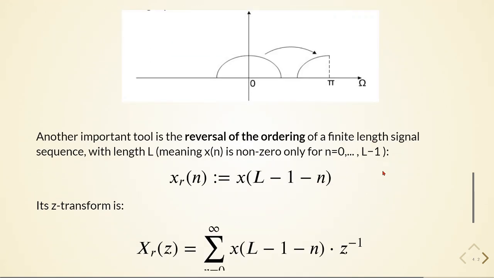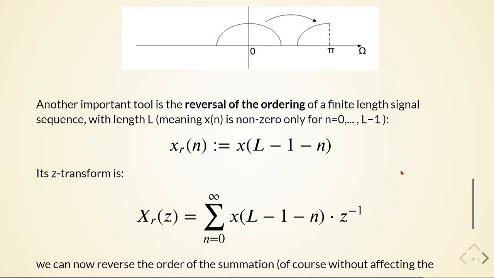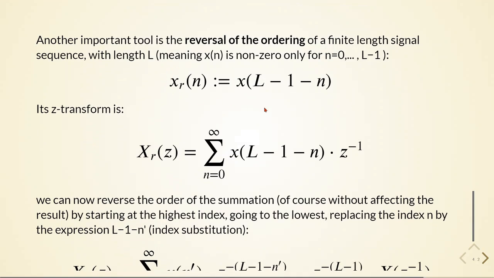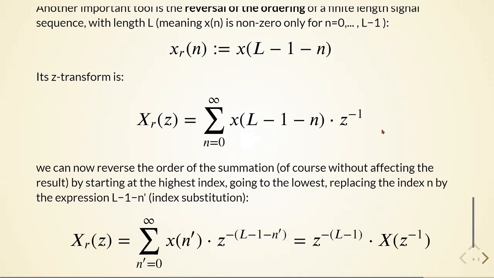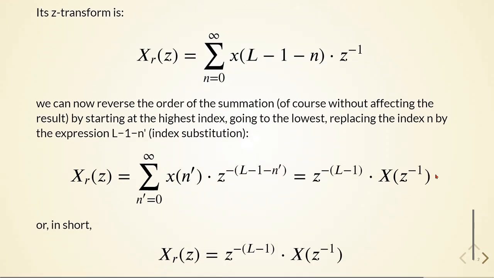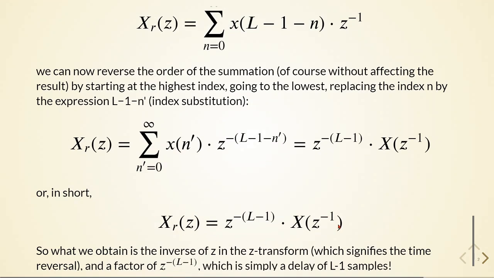Another important tool is the so-called reversal of the ordering of a finite-length signal sequence with length L, meaning that x[n] is non-zero only for n going from 0 to L minus 1. Well, we have this sequence here, and then the z transform is given here, and we can now reverse the order of the summation, of course without affecting the result, by starting at the highest index and going to the lowest, replacing the index n by the expression L minus 1 minus n prime. So this is an index substitution, and we end up with this, or in short, we end up with this.